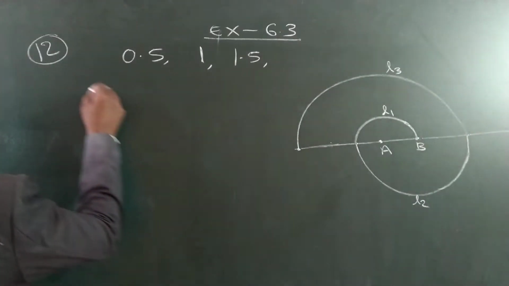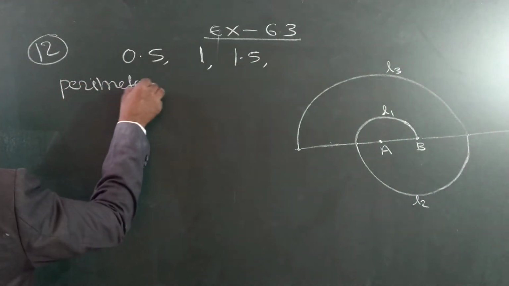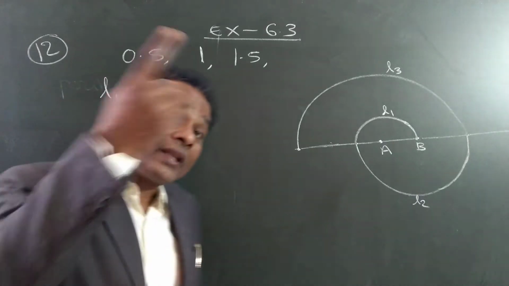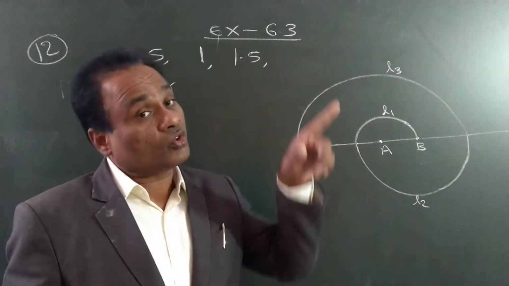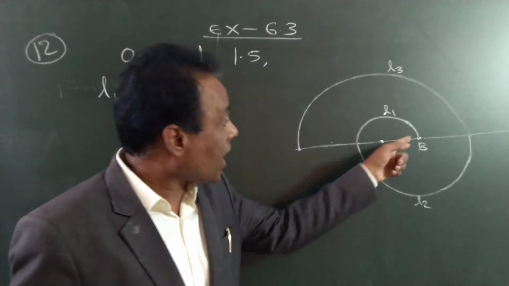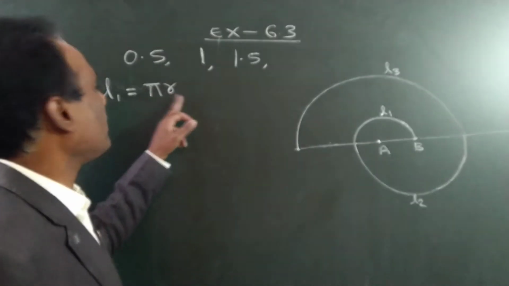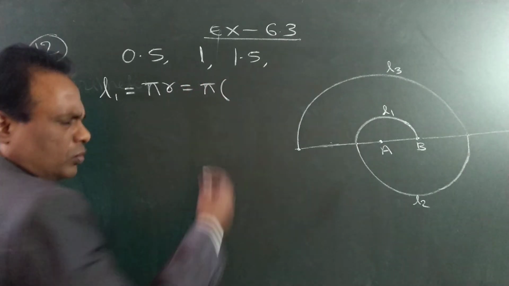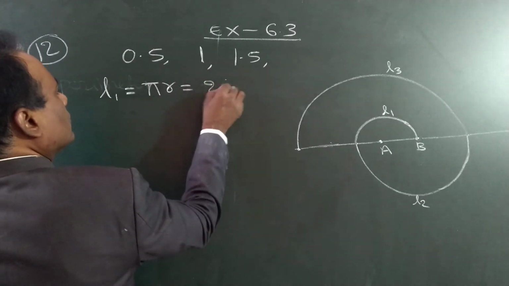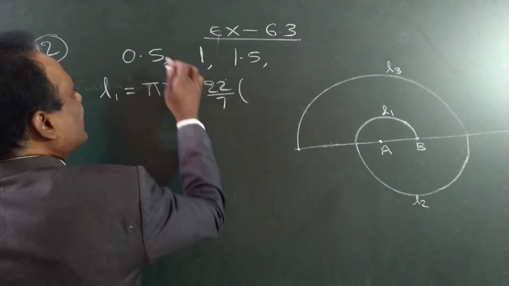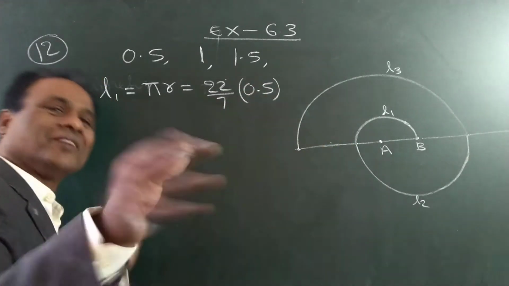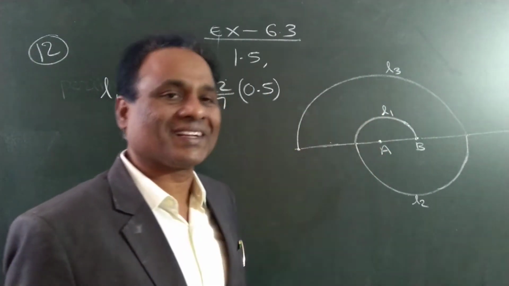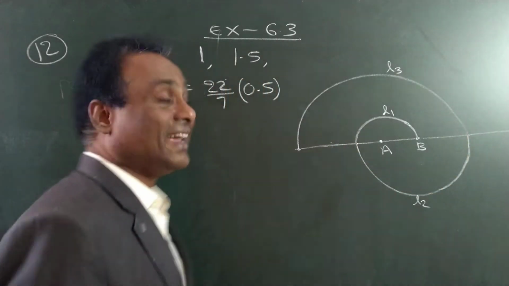What is the perimeter of the semicircle? See here. Perimeter of the circle is 2 pi r. But this is a half circle, so the semicircle perimeter is pi r. That means the length of this wire is pi r. Pi is 22 by 7, into r, the first semicircle radius, 0.5. It is given in the problem. So this L1 length is over. Now I will find the L2 length.